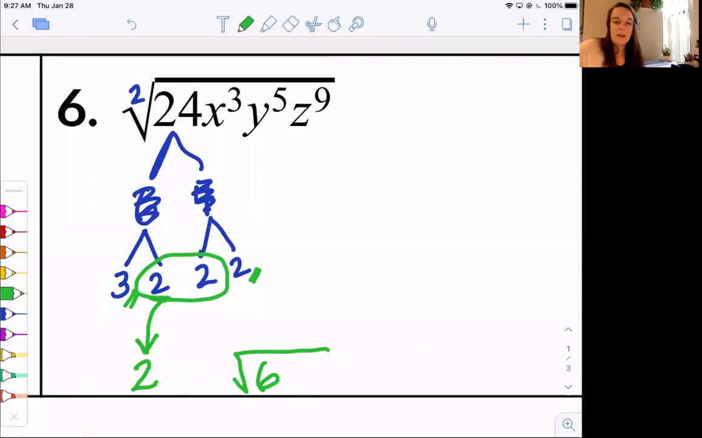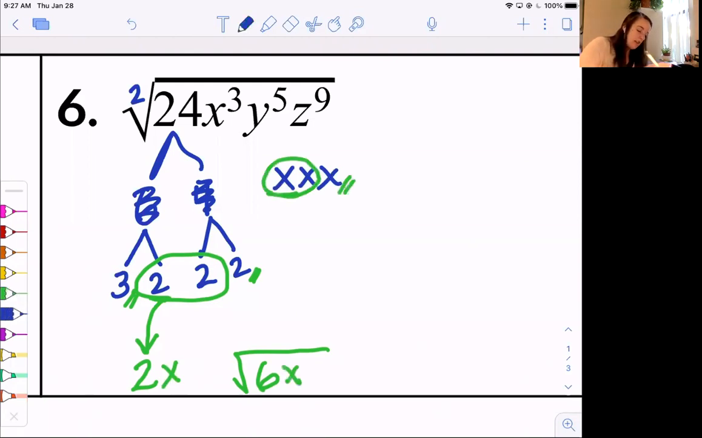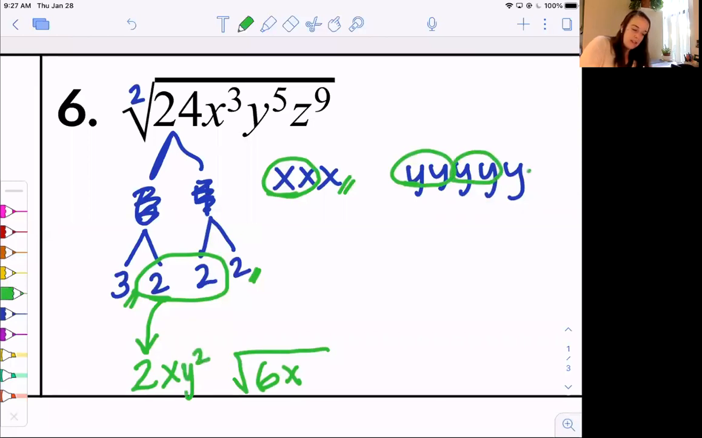I have a bunch of variables here. I could write them all out, like x times x times x, and then I could say, okay, a group of x's is coming to the outside, and 1 x is left on the inside. And then I have y times y times y times y times y, and then I have a group of y's, another group of y's. So I have y squared on the outside, and 1 y left on the inside. Is there a faster way? I don't really want to write all of these out.